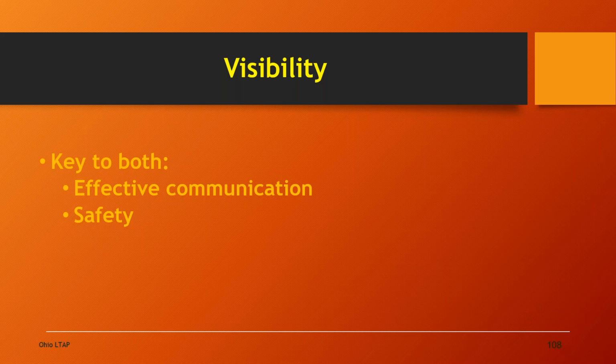So with our traffic control devices, visibility is key for both effective communication and safety. You have to remember that when we place our traffic control devices, we need to make sure that they are visible to the motorists.